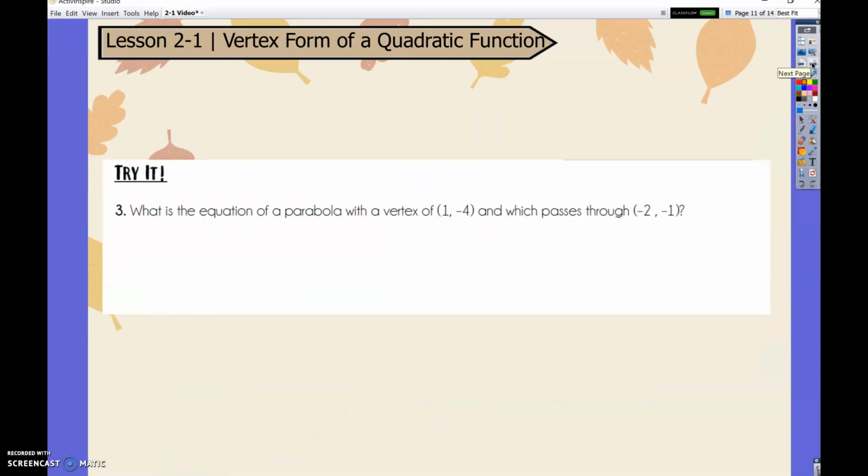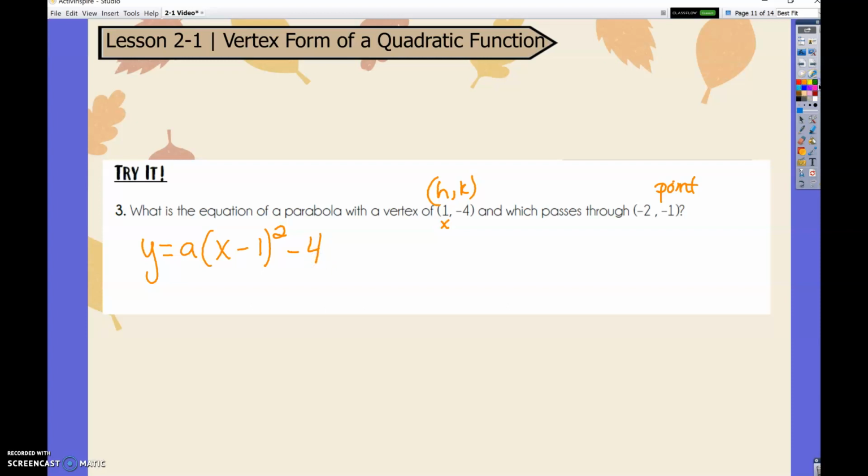All right, so now they give you another one on the try it. If the vertex is 1, -4, that'd be your h, k. And it passes through this point here. This one's a little bit trickier because we don't have the graph. So we could make a sketch of it and use the symmetry to help us, but let's write our general vertex form, filling in our h and our k. So if it's a +1, that means it moves to the right one in the x direction. So we're going to write a -1 in our vertex form. It moved down 4, so we write the -4.